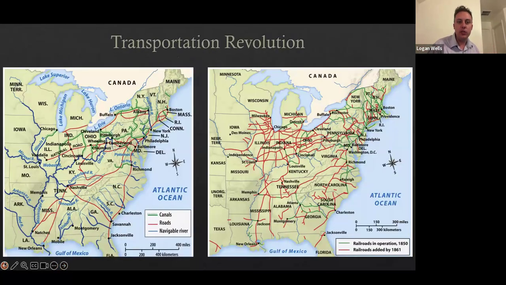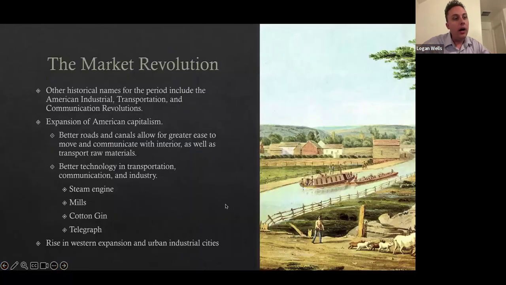Lastly, just two things really quickly. During the Republican dynasty from 1800 to 1825, there's a couple things happening. You have what's called the market revolution, or the industrial revolution, the transportation or communication revolution, right? This is the beginnings of the modern United States, right? It's an expansion of American capitalism, right?